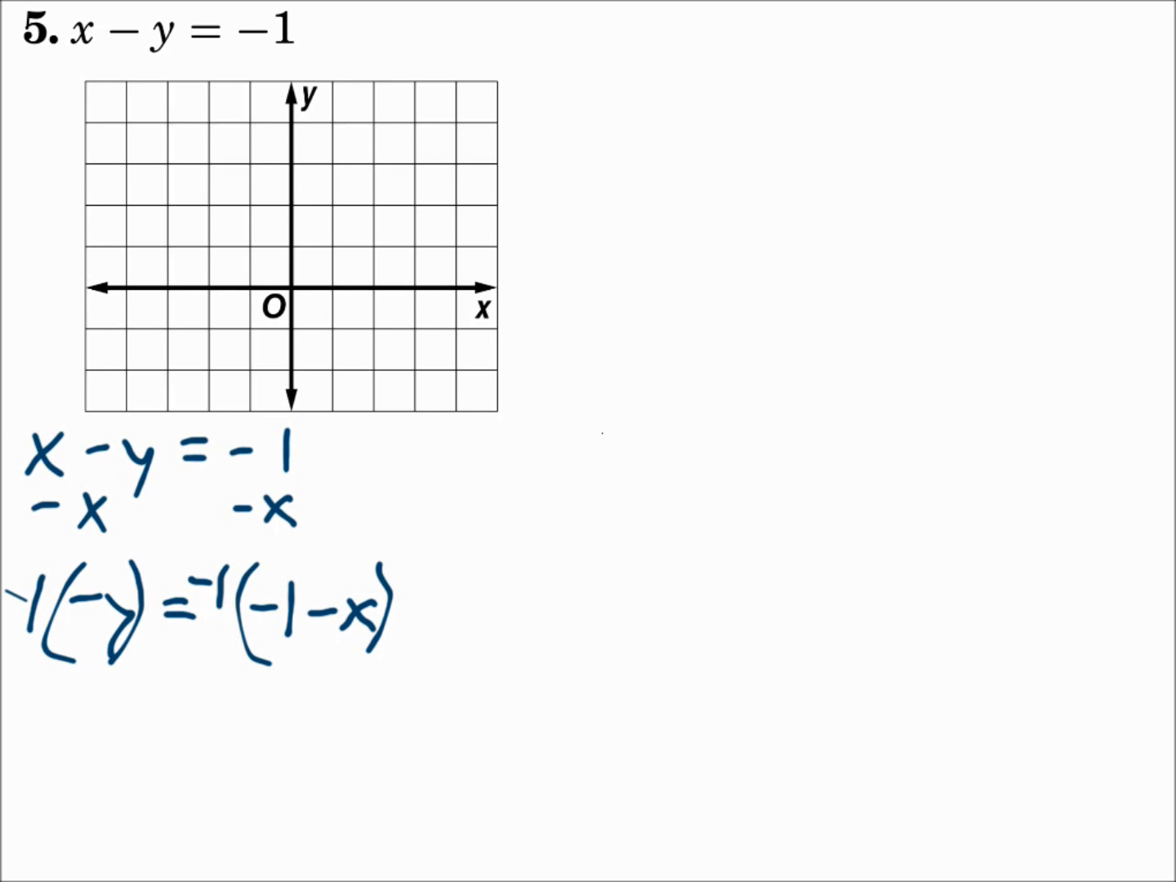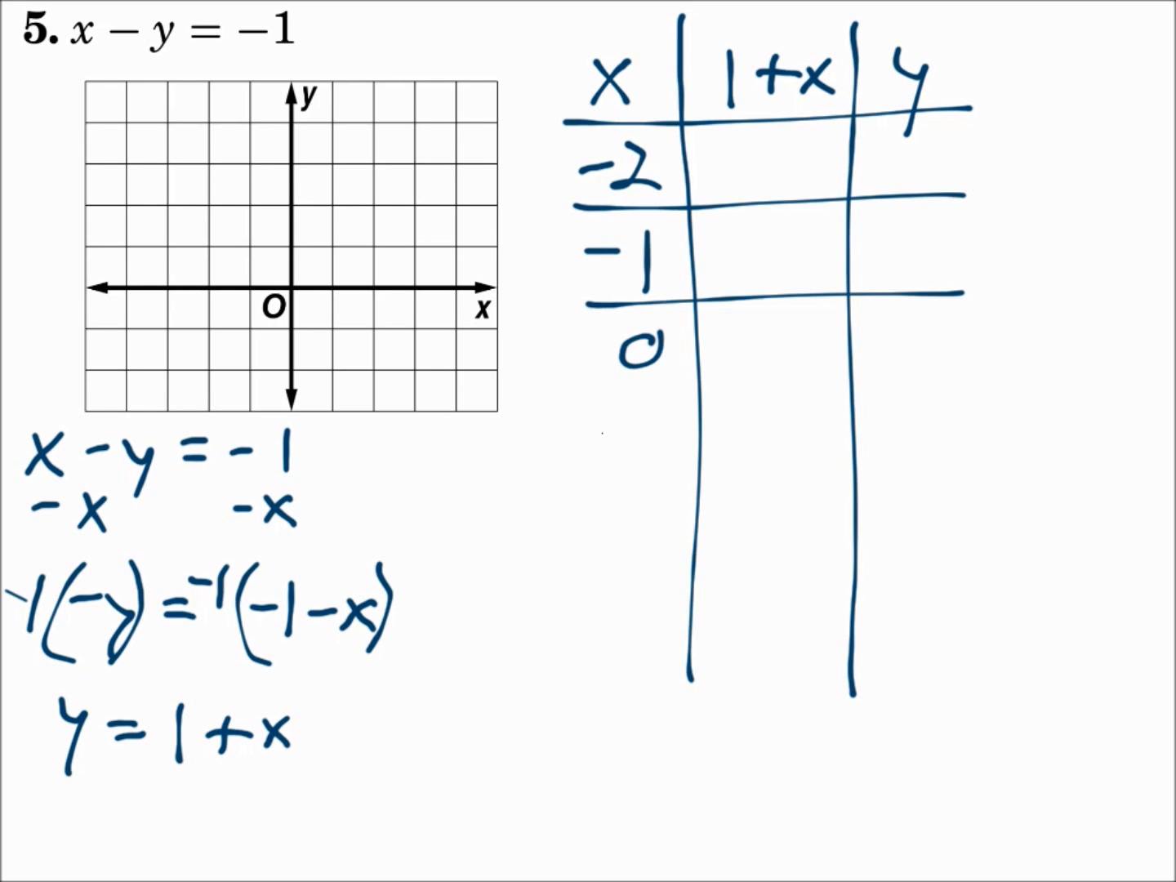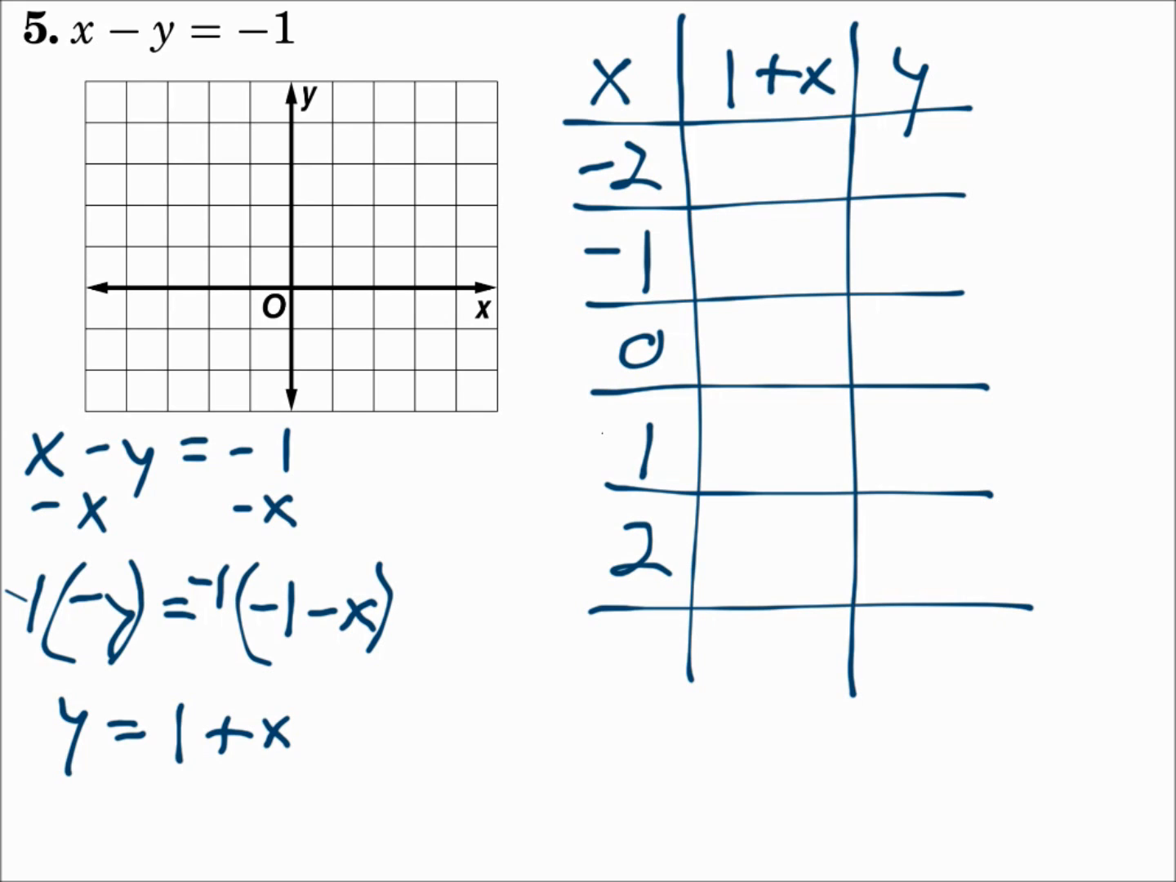-1 times -y is positive y. On the right, distribute. -1 times -1 is positive 1, and -1 times -x is positive x. Remember, multiplying by -1 just changes all the signs. So now I know what y equals, and we need to make the table. Have an x column, a column for what y equals, which is 1 plus x, and then a y column. x goes from -2 to +2.